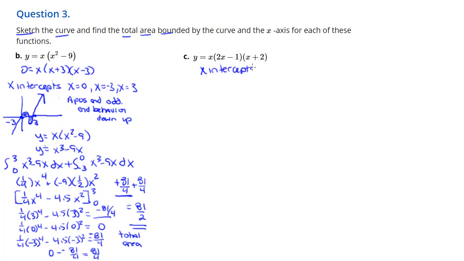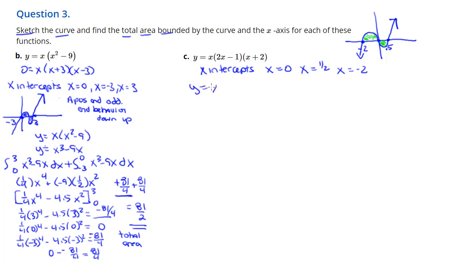Now in this second one, or C, we're going to find the x-intercepts are 0, 1/2, and -2. Let's see if I can make a little better graph this time. So it's going to, whoops, not like that. Let's try, I'm going to go through. There you go, up here. Okay, so those are my two areas, and I'm going to find these right here.